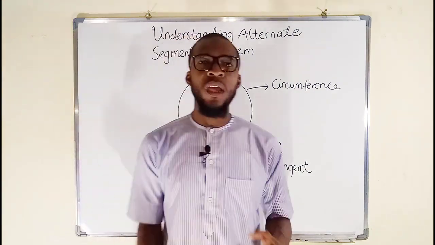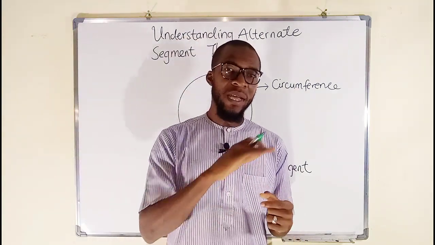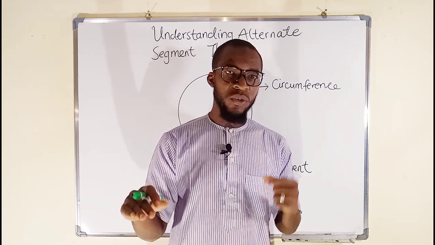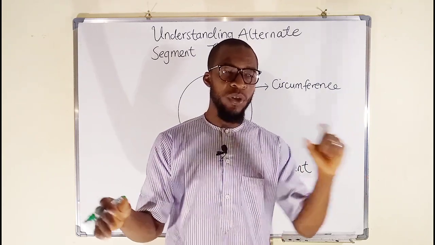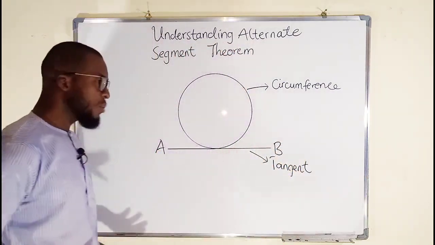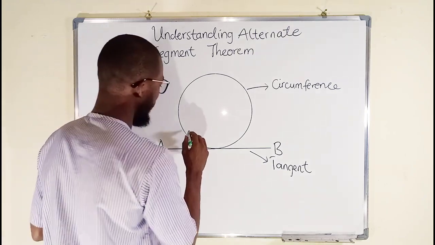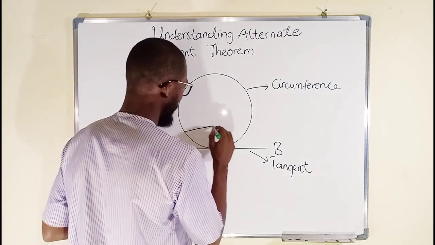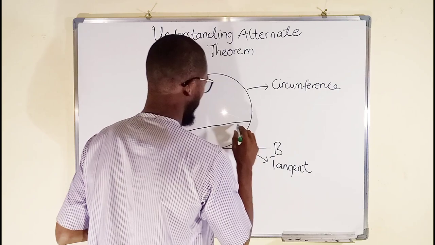We also need a chord. A chord is a line that passes through a circle, touching the circumference at 2 points. So it could either be a diameter or any other line. Example, this is a chord.